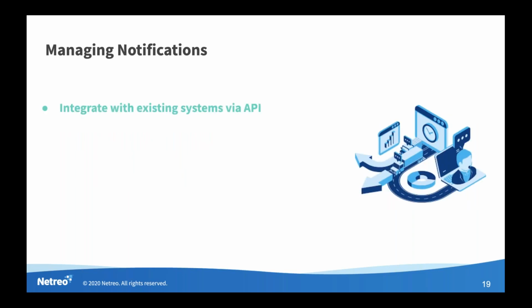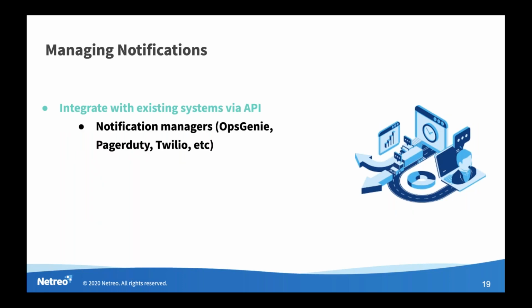We also want to make sure that we're leveraging all of the other types of operational systems that we might already be using. So things like notification managers can simplify on-call schedules and provide a way to distribute alerts that's not depending on your internal mail infrastructure.